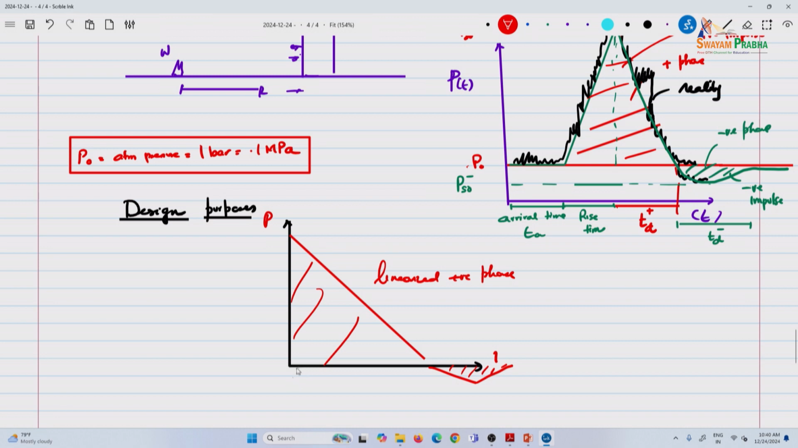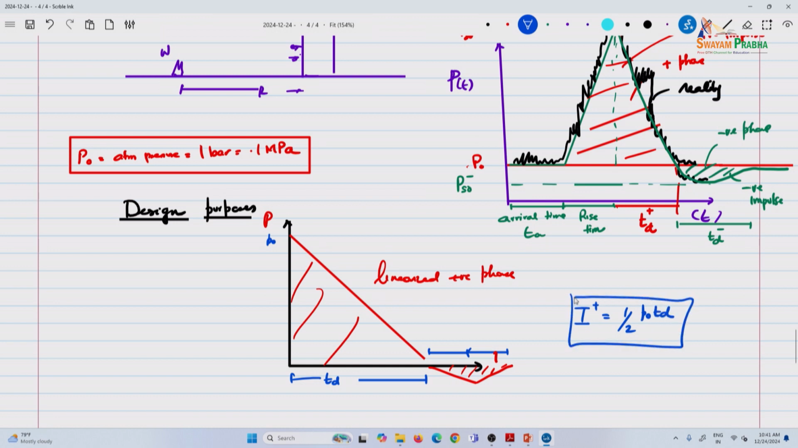And so, this would be your TD, and you have in the negative phase two different variables to account for, two linear variations. This way, if this is P naught and TD, your positive impulse is going to be 1/2 P naught TD. Same thing with the negative side, you can calculate.